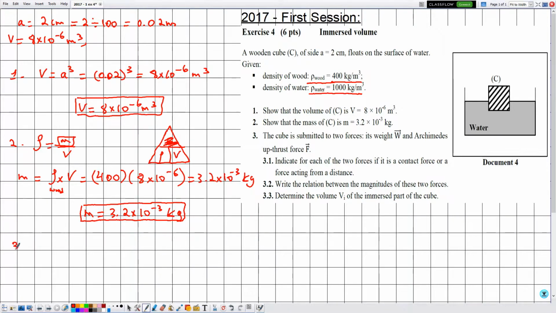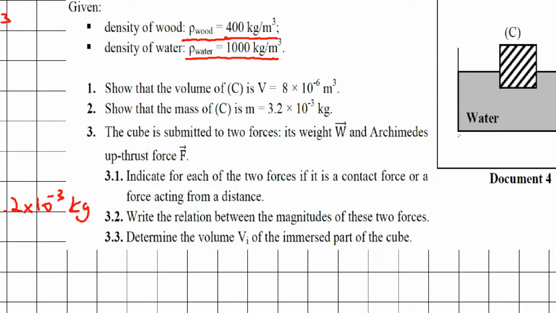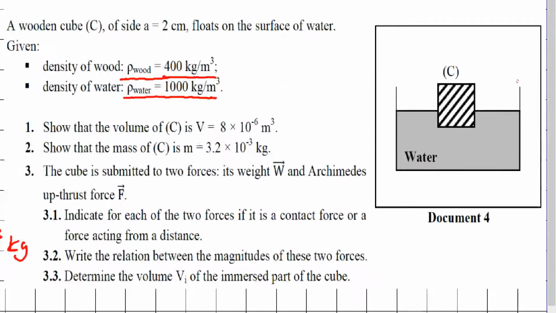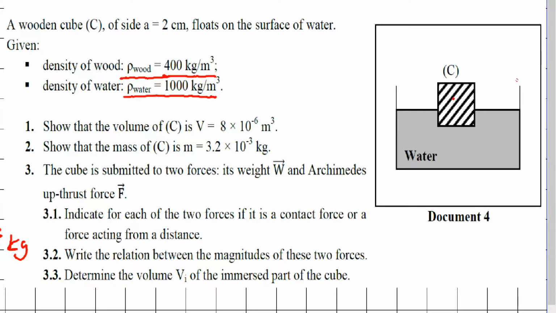Now number 3, the cube is submitted to two forces, its weight W and Archimedes upthrust force F. So here, because the wooden cube C has a mass, it will be directly subjected to the weight acting on the center of gravity vertically downward like this. And because we have a liquid, it will be subjected to the other force, which is the Archimedes upthrust force F. So it will be acting on the wooden cube vertically upward.